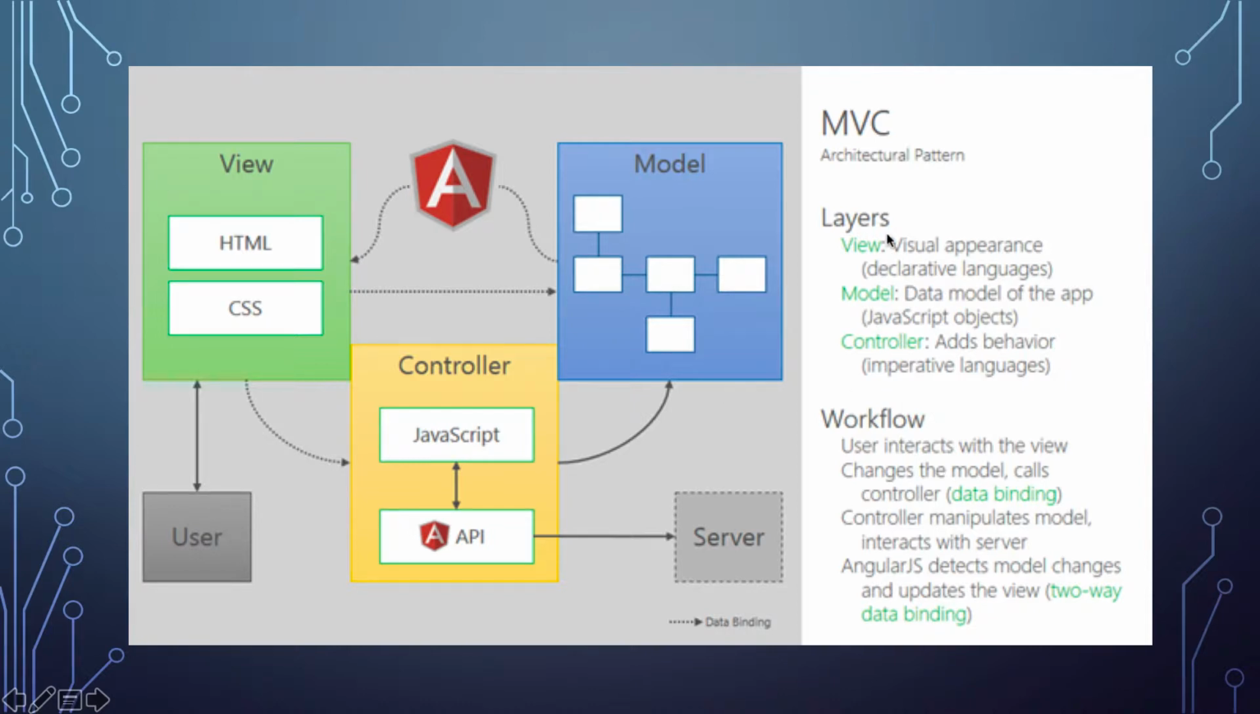So as said here, the layers: the view is the visual appearance, the model is the data model of the application, and the controller adds the behavior. Therefore, in the workflow, the user interacts with the view, changes the model, calls the controller, which is the data binding, as shown in the previous example. The controller manipulates the model, interacts with the server, and AngularJS detects the model. Two-way data binding.